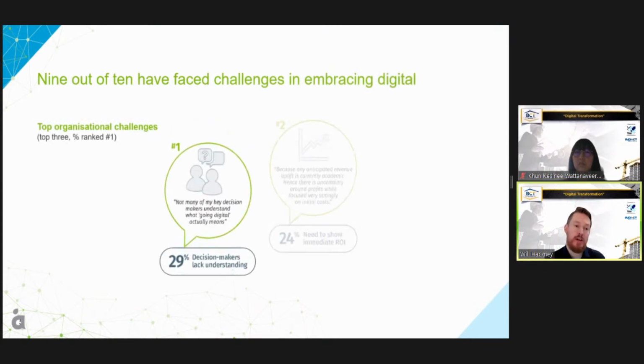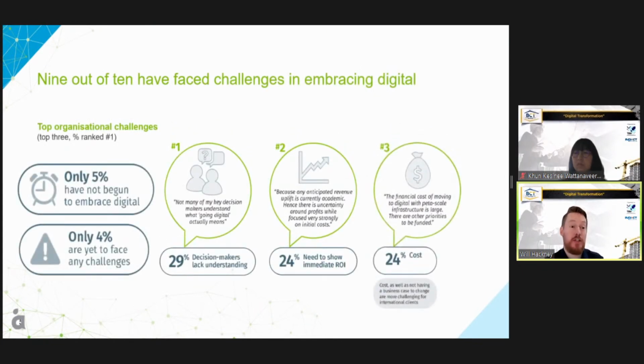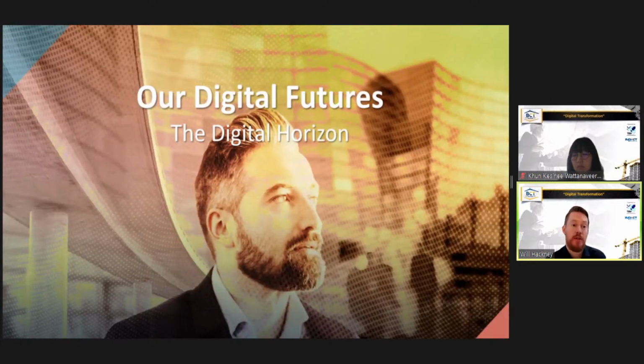So, what did we uncover in relation to the importance of leadership in the digital space? Well, organizations are struggling. They're grappling with the complexities, with 9 out of 10 businesses telling us they've faced some sort of challenge in embracing digital. And this is largely due to decision makers lacking understanding and a need to show immediate return on investment and cost, which I'm sure many of you can relate to.